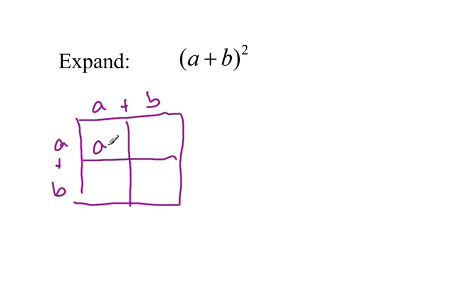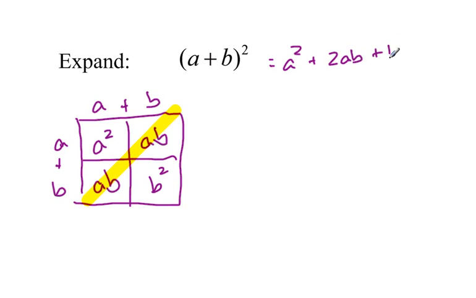A times a is a squared. A times b is ab. B times a, I'm going to keep them in alphabetical order, ab. And b times b is b squared. And you'll notice that my like terms are right here along the diagonal. And so I then get a squared plus 2ab plus b squared.